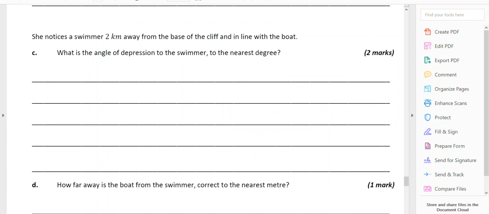Okay, for our next section, our next part C, it says she notices the swimmer 2 kilometers away from the base of the cliff, in line with the boat. And then what is the angle of depression to the swimmer, to the nearest degree? Okay, so once again, we have to redraw a diagram.